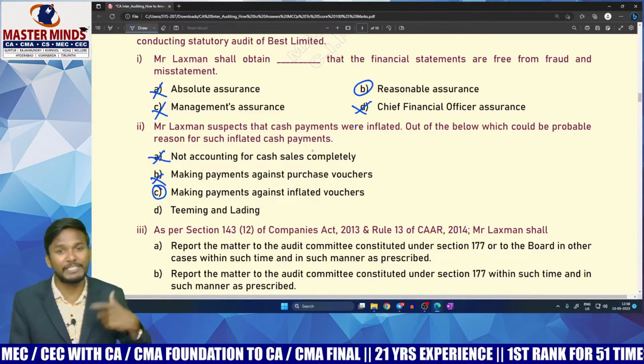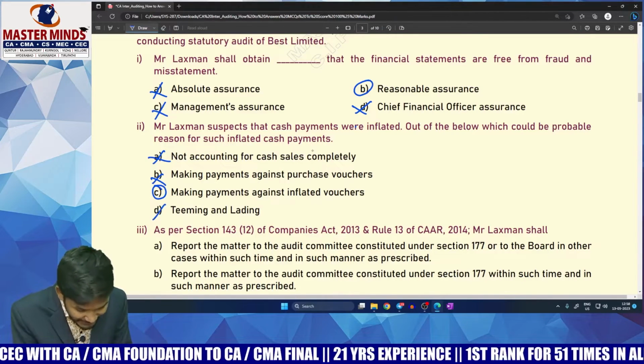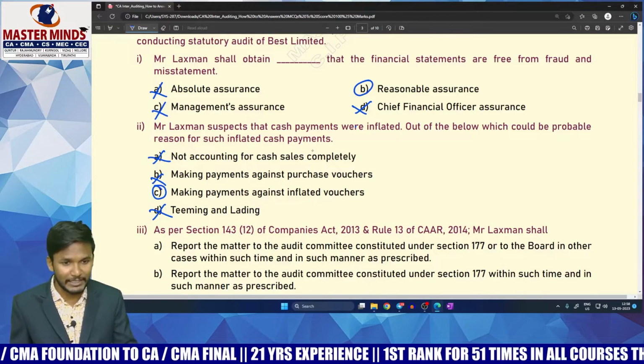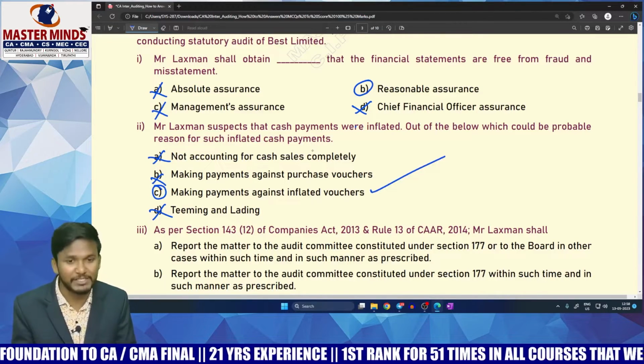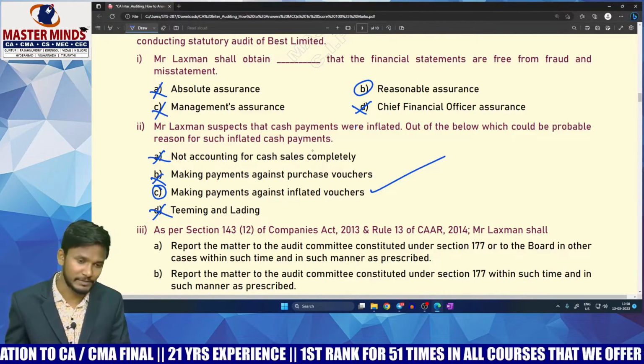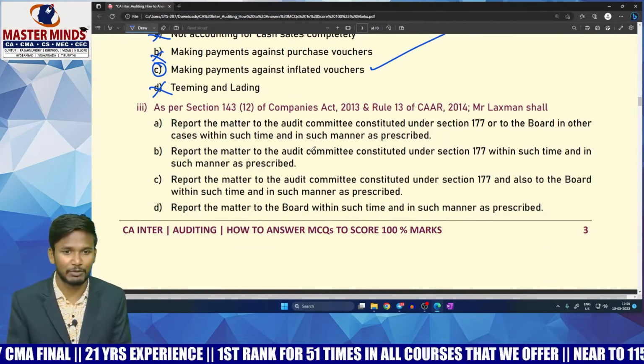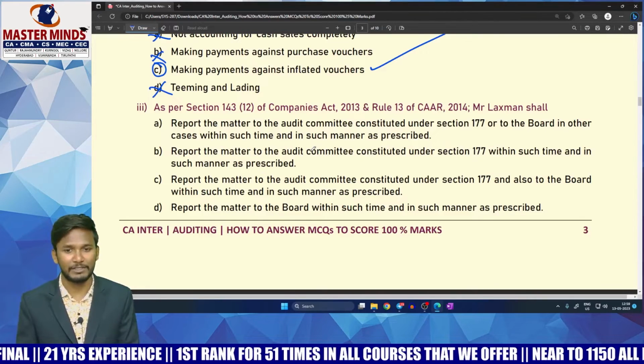That talks about receipts again, na. So my entire question is about payments and the options given are about receipts here. So what is the correct answer, sir? The justifiable answer is option number C. Correct? Yes.